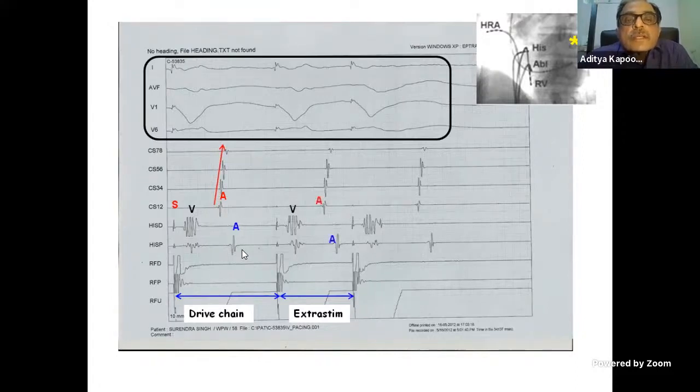And this is again the drive chain, and again distal to proximal, and even in the last extra stimulus, this is a pacing spike, this is the V, and this is the A in CS distal, followed by the His bundle. So in this patient, during RV pacing, the CS 1-2 or the CS distal most is the earliest, indicating that the patient could be having a concealed left free wall accessory pathway.